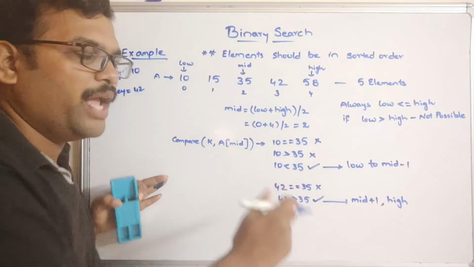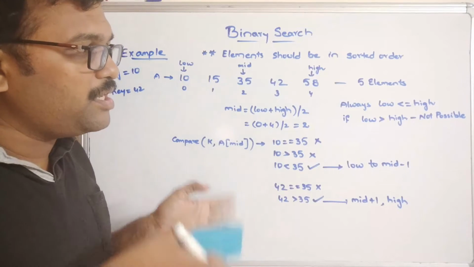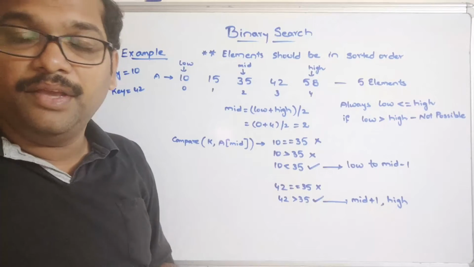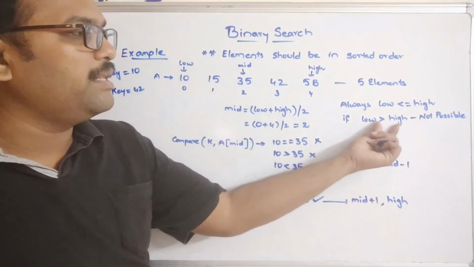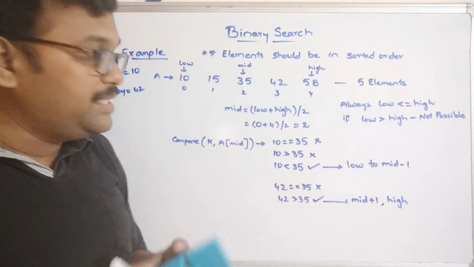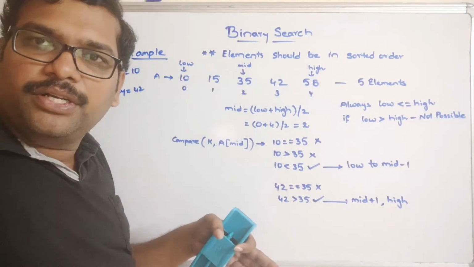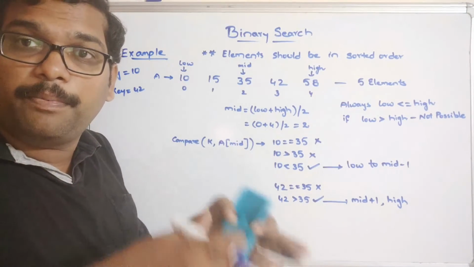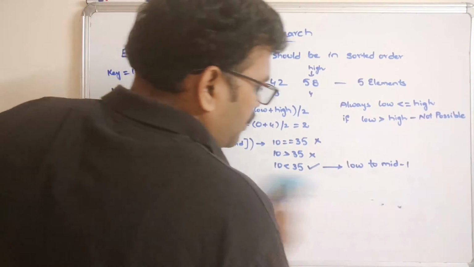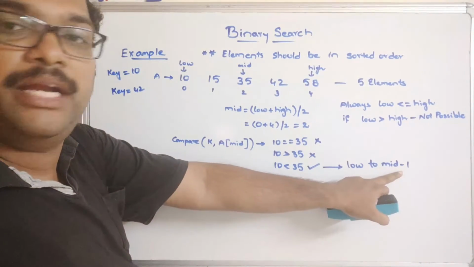So like this we have to repeat and check, and we have to stop this procedure whenever low is greater than high. If the element is not found, automatically we will get low greater than high. Then we have to stop this procedure. And see, we are performing one division operation and one comparison. Now you can see 10 less than 35, then it is low to mid minus 1.